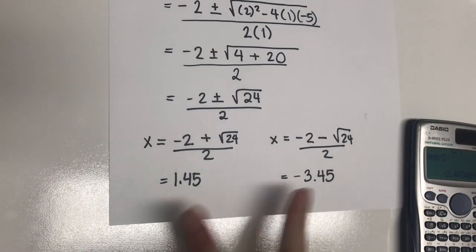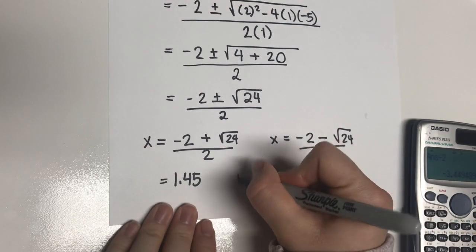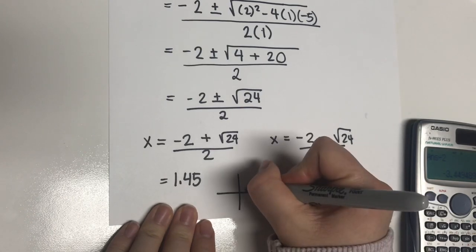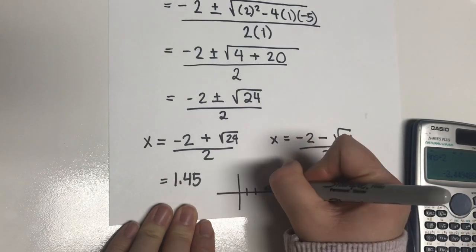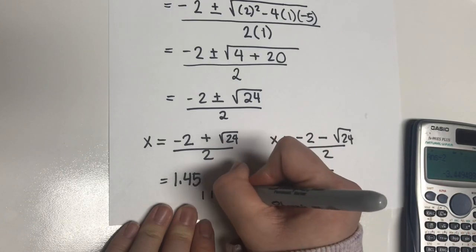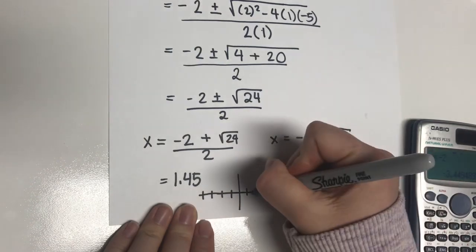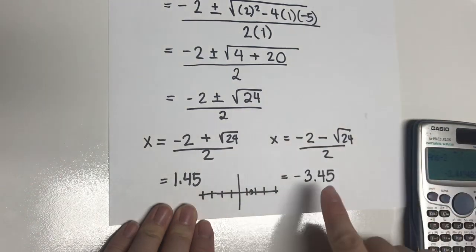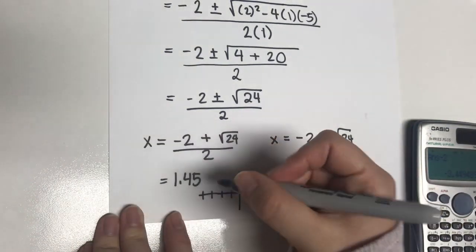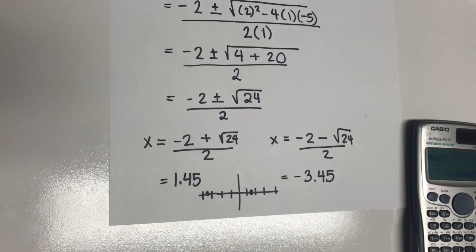So that means these are my two x-intercepts. And when I graph them, they're going to be decimals. So I have 1.45, so somewhere between 1 and 2, and negative 3.45, so somewhere between 3 and 4. Those are the two x-intercepts.